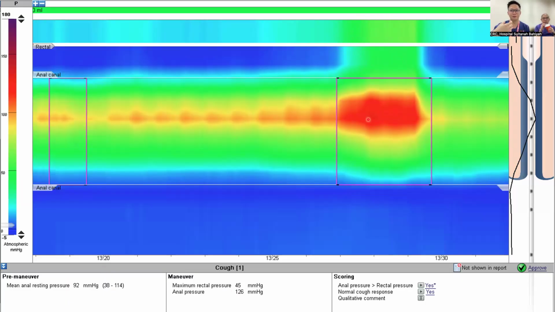And this is a measure to prevent stress incontinence. What you see down here is that the anal pressure increases more than the rectal pressure, and therefore this is a normal cough response. Yeah, so it's like a stress test on your anal sphincter. If you pass the stress test, then the anal sphincter will contract. If it fails, then it will not be more than the rectal pressure. So the whole idea is a stress test, but it can also test the local reflex.